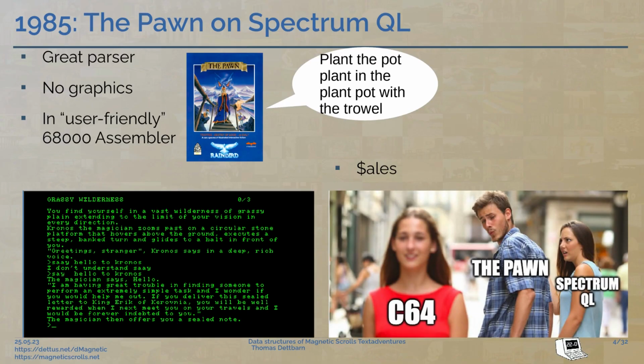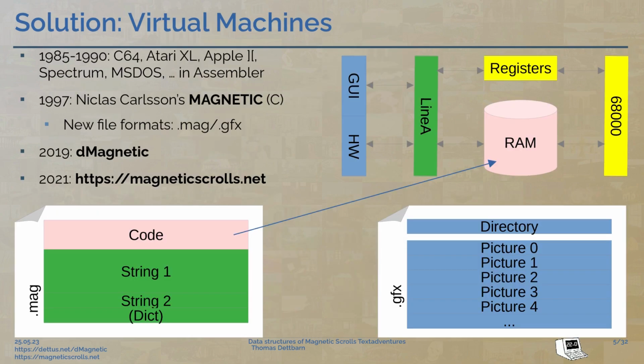Anyways, Magnetic Scrolls had a slight problem because the Spectrum QL was not selling very well. The other platforms were a little bit better. But everything was written in this 68000 assembler. And how were they able to get their sales up, to get to the other platforms? Their solution was virtual machines.